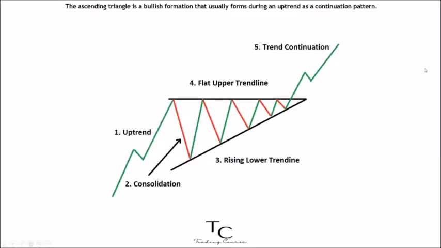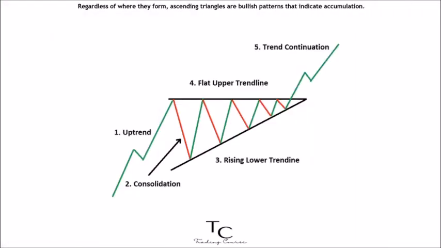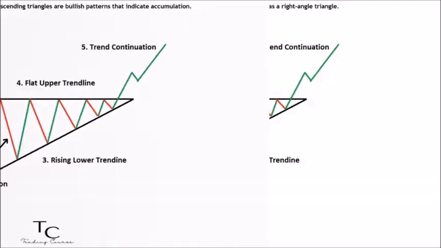The ascending triangle is a bullish formation that usually forms during an uptrend as a continuation pattern. There are instances when ascending triangles form as reversal patterns at the end of a downtrend, but they are typically continuation patterns. Regardless of where they form, ascending triangles are bullish patterns that indicate accumulation.